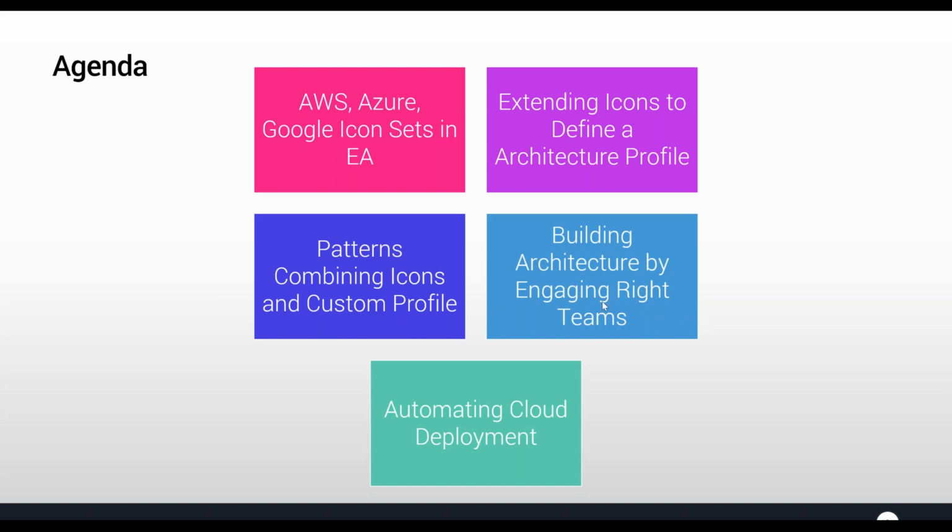And then finally, there are multiple aspects in cloud or infrastructure modeling, or in any modeling for instance. So we'll be seeing how we can have different teams work with us to complete this model. And then as a last thing, we'll see how this created model can be used to even automate a few of these deployments. So that's the agenda for today. We'll take a step-by-step view of each of these, starting with the icon sets in EA.